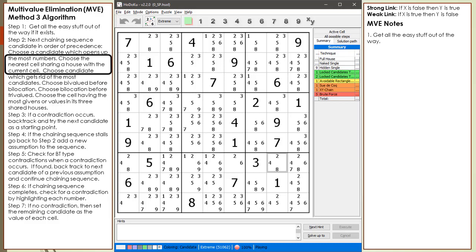And third, we choose candidates which will get rid of the most number of candidates from the puzzle. This is important because the quicker we get to cells having a single lone candidate, the quicker we will get to having a meaningful result out of our chaining sequence.